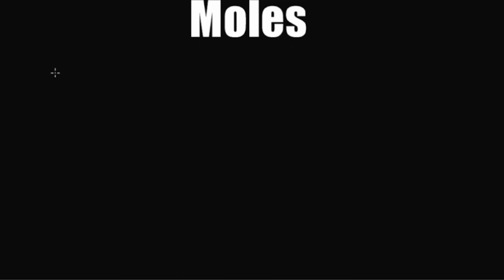So firstly, what is a mole? A mole is a quantity which we use to measure atoms and particles in chemistry. But to be specific, 1 mole represents 6.02 times 10 to the 23rd. This is the number which moles represents, and this number is called Avogadro's number or Avogadro's constant.